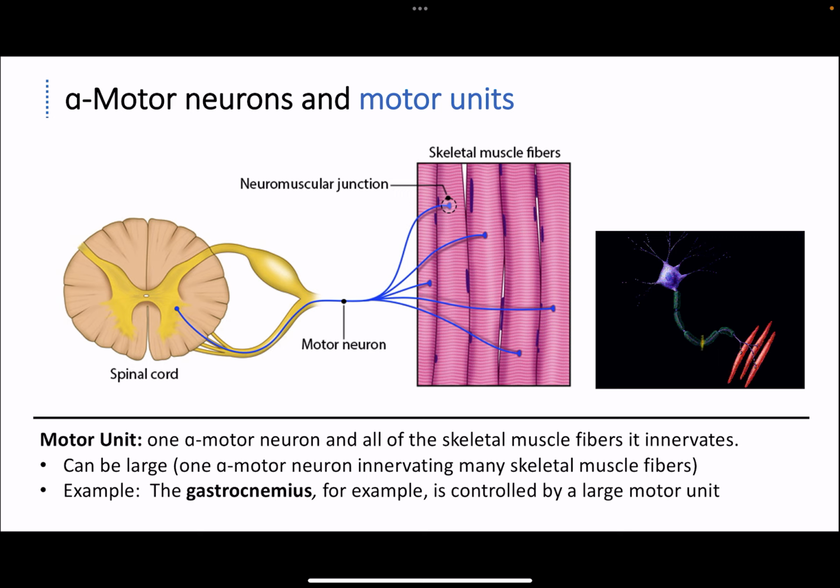So take, for instance, your gastrocnemius, right? Your gastrocnemius is what we typically refer to as just the calf. It's your calf muscle. And this is a relatively large muscle that is innervated by a large motor unit. So meaning there are neurons that come to the gastrocnemius, innervate it, and those neurons innervate lots of muscle fibers within that muscle itself, okay?